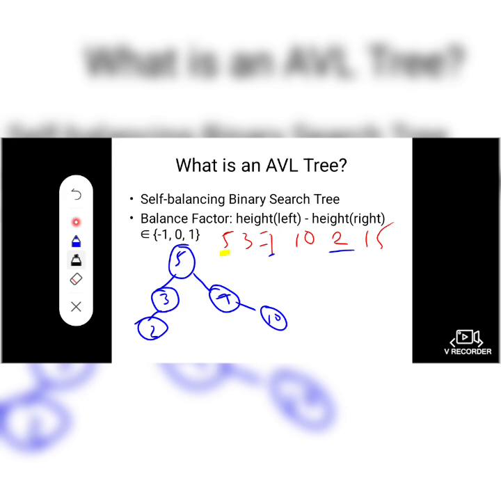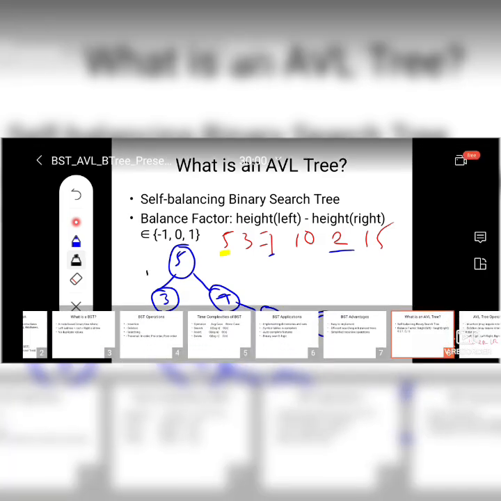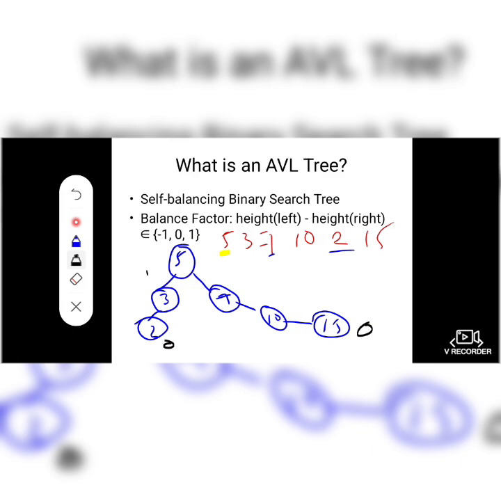Next we have to insert 15. The insertion of 15 will be to the right of 10. Now check the balance. Leaf nodes always have 0. Remember again, 1 minus 0 is 1. Here 0 minus 1 will be minus 1. Here 0 minus 2, we got minus 2, so it is unbalanced. So we have to do rotation.